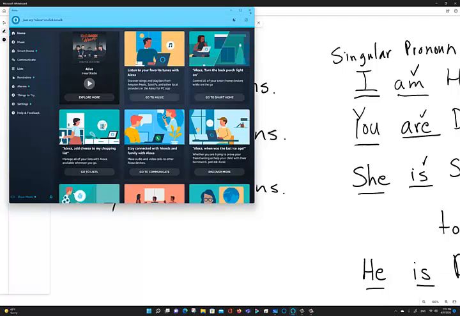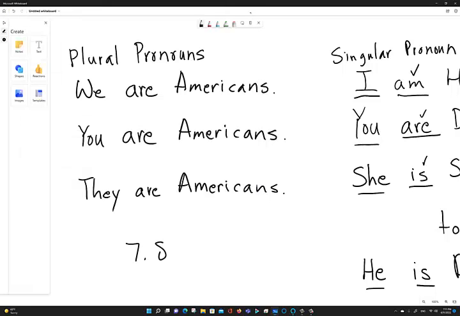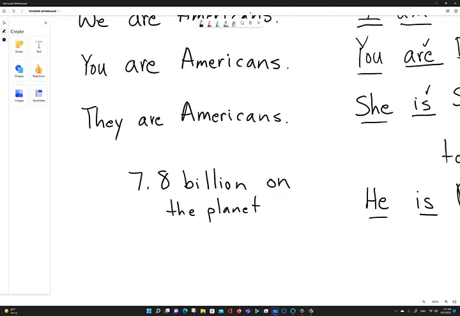According to the U.S. Census Bureau, the world population today is approximately 7.89 billion. Yes, there's 7.89 billion people on the planet. Oh my goodness. That's 7 billion, basically. That's so many, you have that many zeros. 7.8 billion people on the planet.